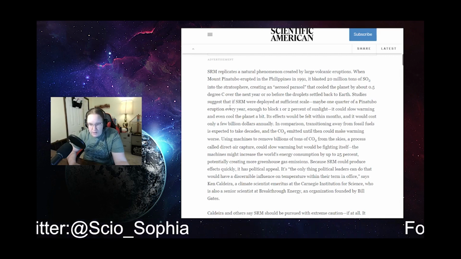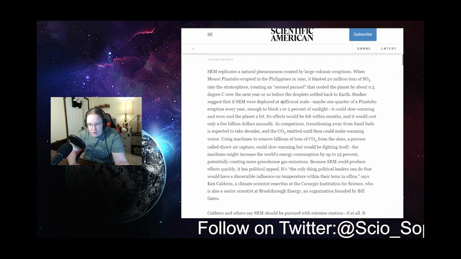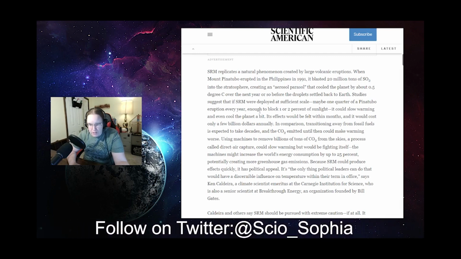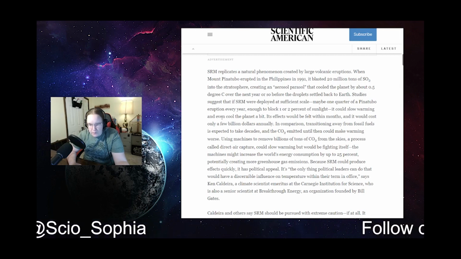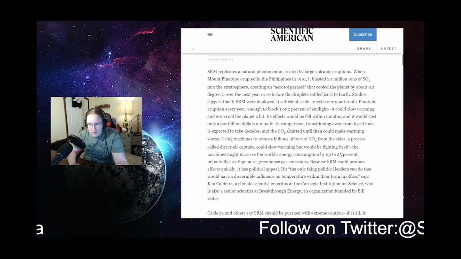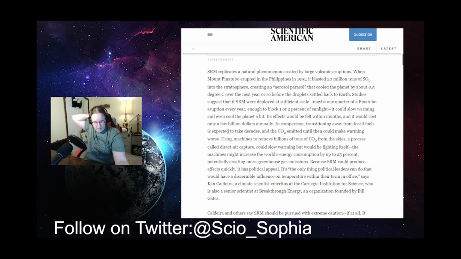Studies suggest that if SRM were deployed at sufficient scale, maybe a quarter of a Pinatubo eruption every year, enough to block 1 to 2% of sunlight, it could slow warming and even cool the planet a bit. Its effects would be felt within months, and it would cost only a few billion dollars annually.